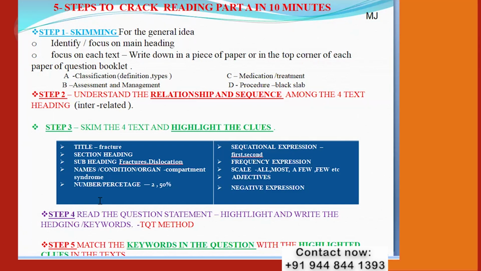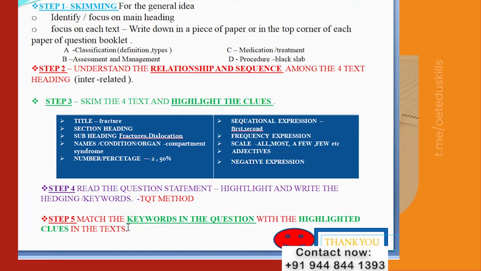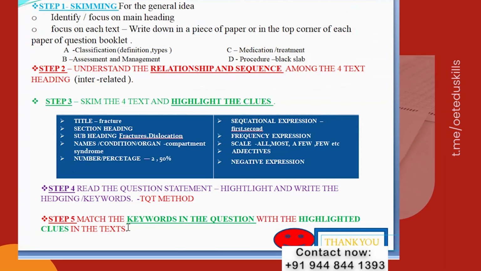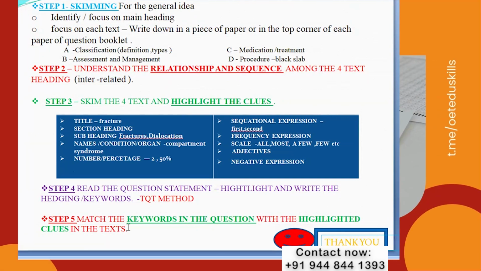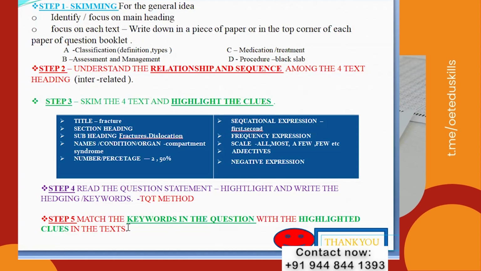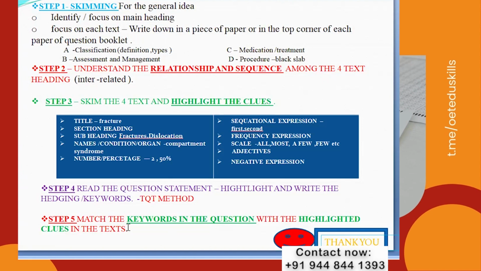Okay. Then the next one is step 5, that is, match the keywords in the questions with the highlighted clues in the text. Already we know what points we kept there, and we will go and search there. Okay, while practicing, definitely you have to mention A, B, C, D in your question paper, so that it will be easy. Here you will take maybe 1 minute, and will not waste your time finding the answer elsewhere. Okay, so we have to focus on the reading.